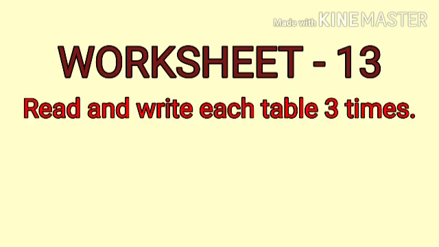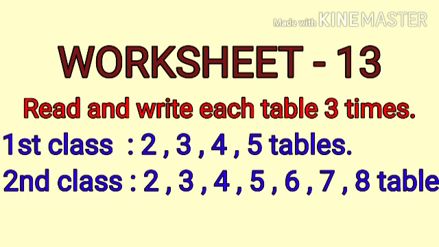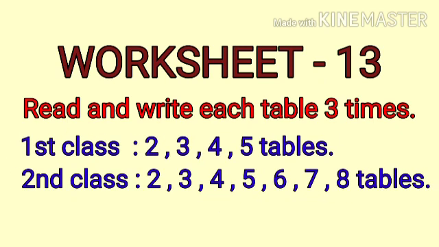Children, today your worksheet is on tables. First class children, you should read and write 2, 3, 4, 5 tables. And second class children, you should read and write 2 to 8 tables. Understood, children? Read and write 2 to 8 tables. For first class children only 2 to 5 tables. Children, you should practice these tables daily at least 2 times. Understood, children? Every day you should practice these tables at least 2 times.